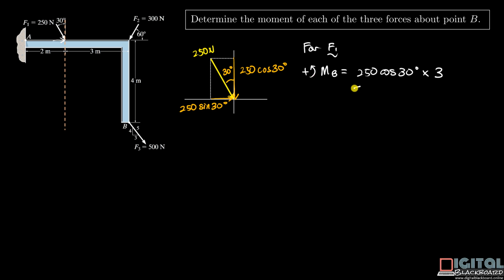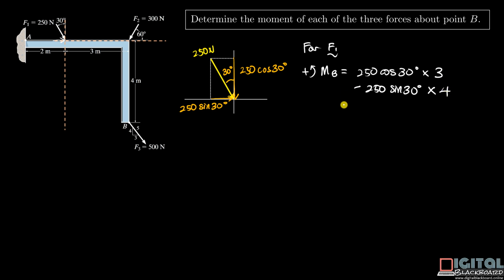So it's negative 250 sine 30 degrees times, so what is the moment arm in this case? Now shown here in the figure is a certain dashed line, which is the line of action of the horizontal component. We can see that the perpendicular distance from this line of action to the point B is actually 4 meters. So we multiply by 4.